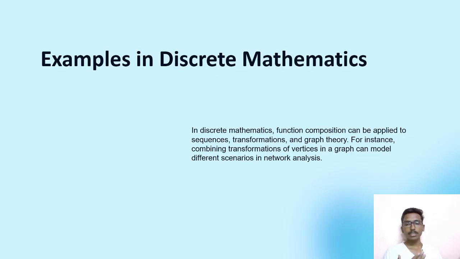Example in discrete mathematics. In discrete mathematics, function composition can be applied to sequences, transformations, and graph theory. For instance, combining transformations of various vertices in a graph can model different scenarios in network analysis.